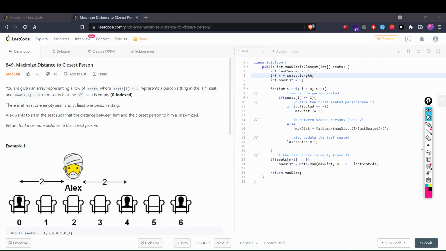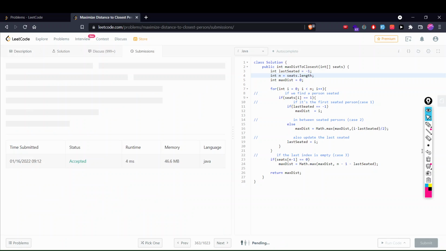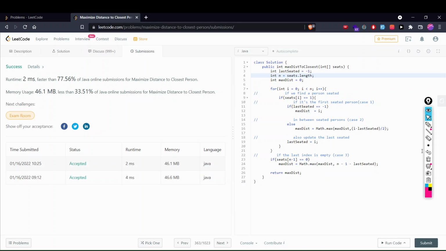If you are not clear with this code, you can dry run it once and you will definitely get it. Now let's submit this code and see if we are able to submit it or not. Right, so it got submitted.